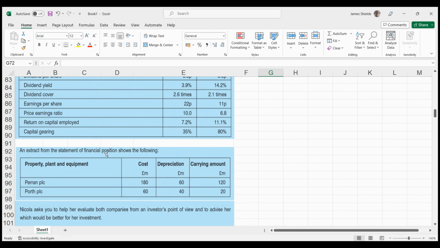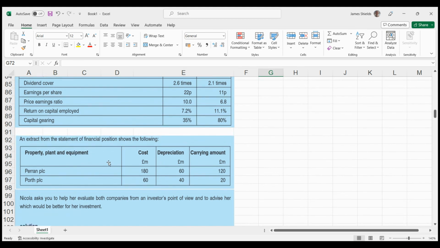Right, an extract from the financial statements. The statement of financial position shows the following. Property, plant and equipment: we've got Perrin, the cost was £180 million, whereas Porth was £60 million. So that suggests that Perrin plc is a much larger company than Porth plc. It's got a much larger amount of non-current assets.